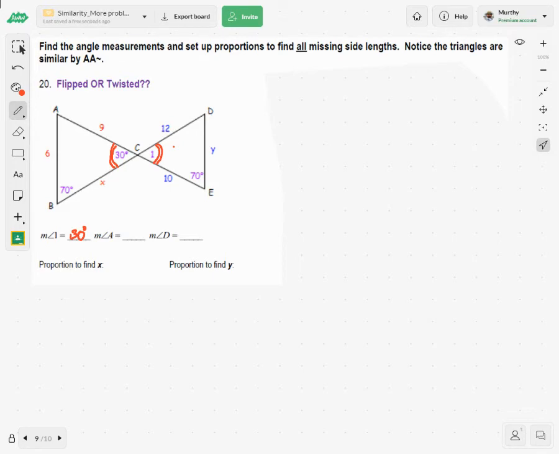Yes, they are vertically opposite angles. And next, coming to angle A, this one is slightly tricky.